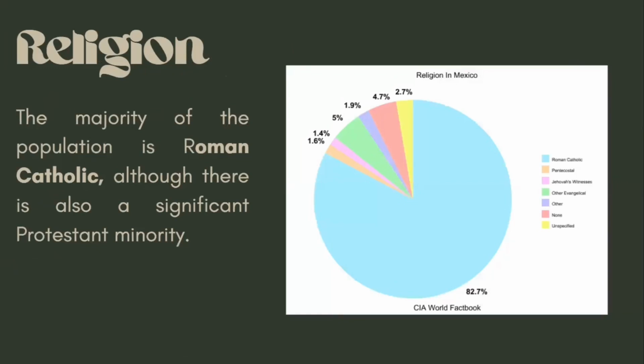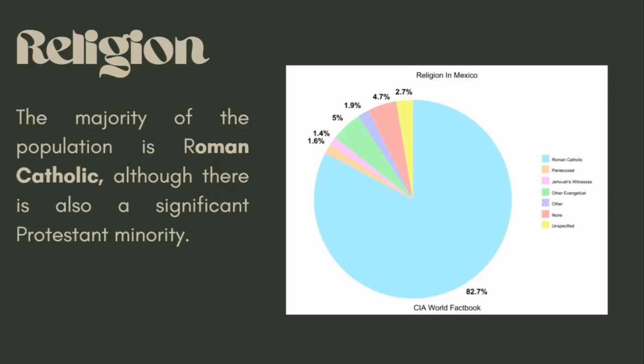Now, the majority of the population in Mexico is Roman Catholic, largely due to the influence of Spanish colonization in the 16th century. However, there is also a significant Protestant minority in Mexico, which has grown in recent decades for a number of reasons. One reason for the growth of Protestantism in Mexico is the increasing religious pluralism and diversity in the country.